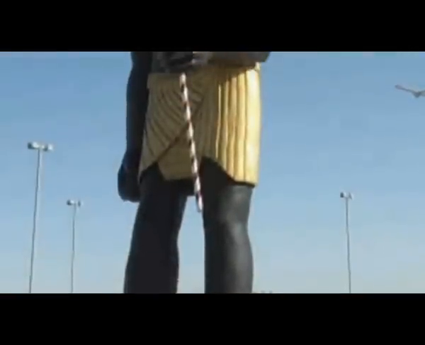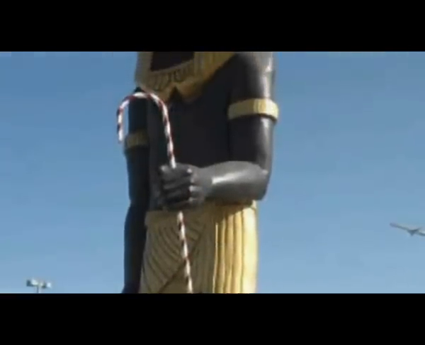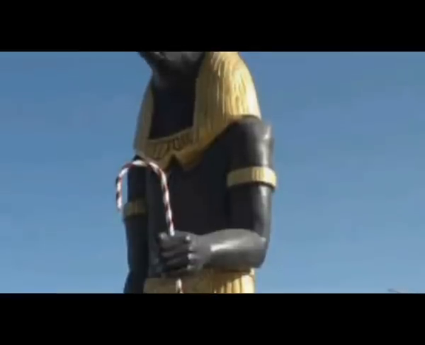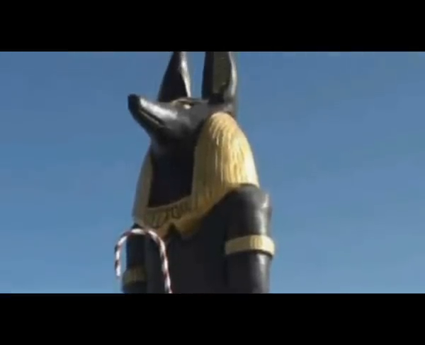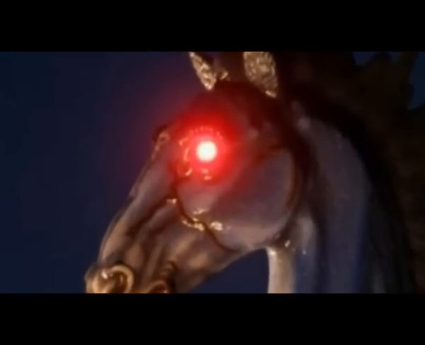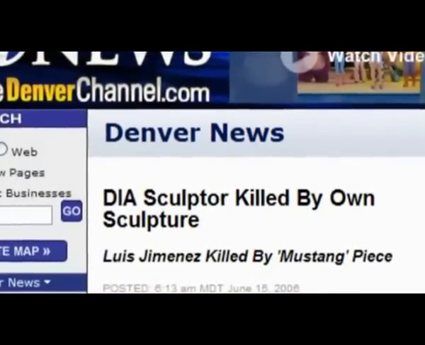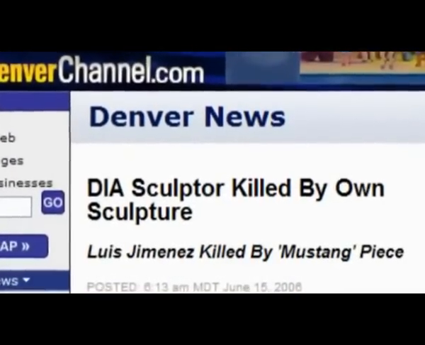They erected a giant statue of Anubis, the Egyptian god of death in the underworld. And that when you enter the airport, you pass by a giant statue of the horse of the apocalypse, whose sculptor was coincidentally killed by his own horse sculpture right before they hauled it over to the airport and propped it up.